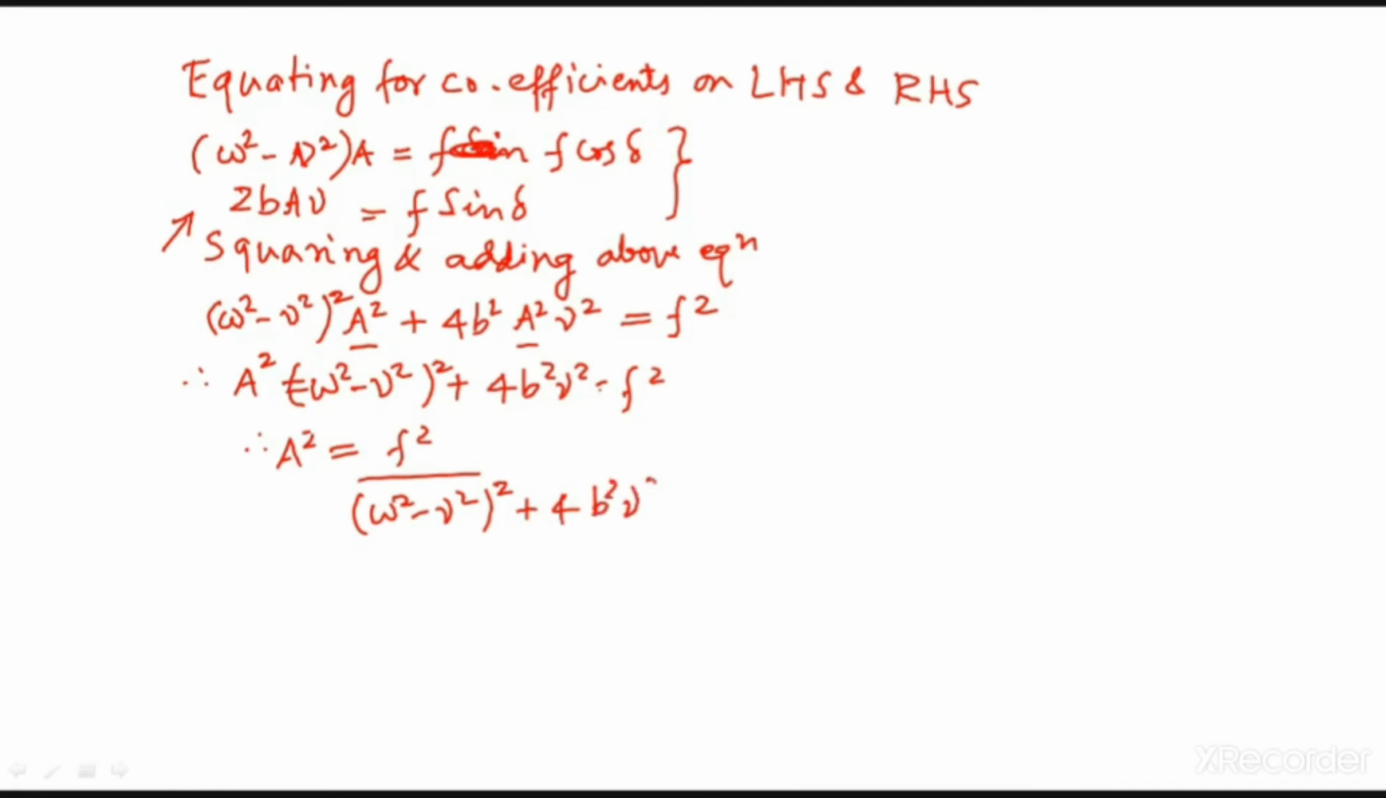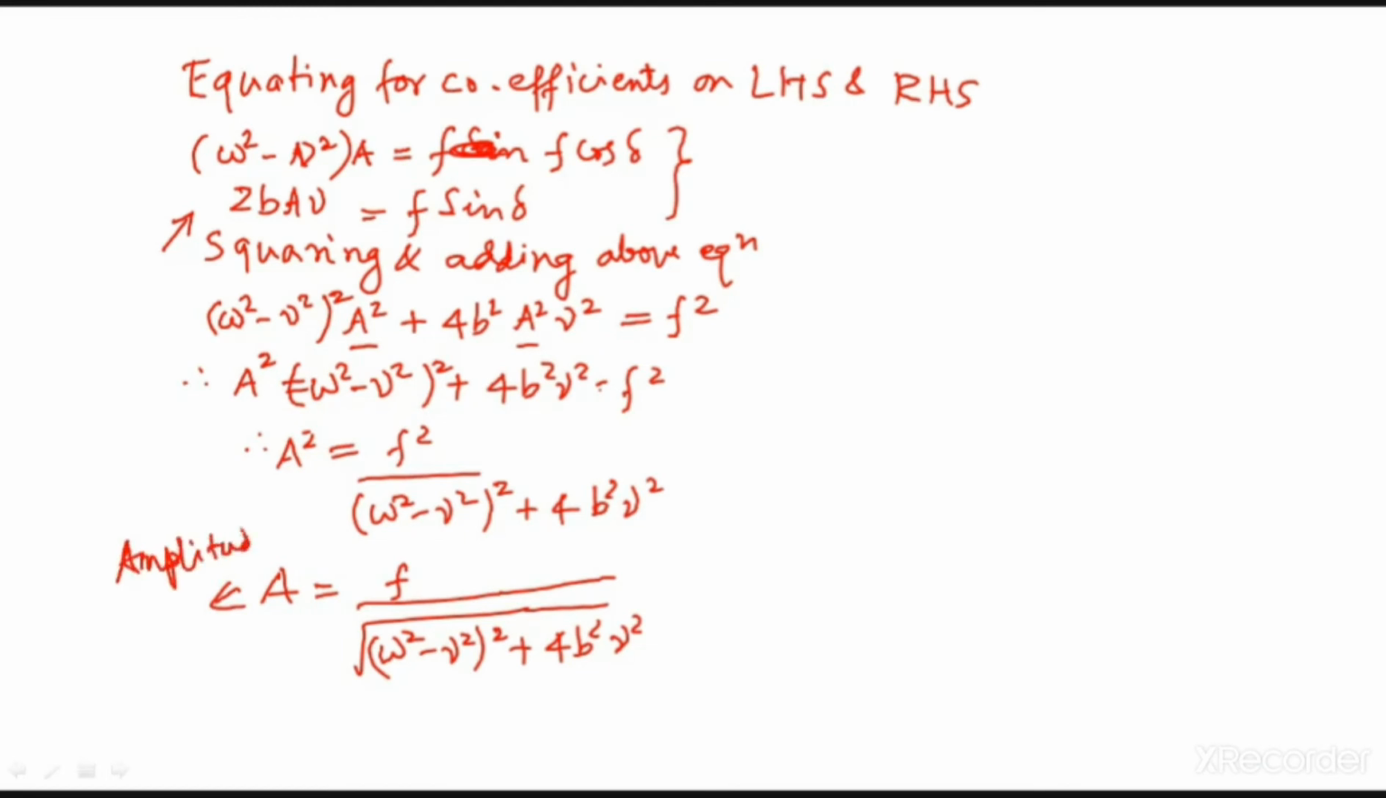What is a then? A will become f within the root, omega square minus mu square, whole square, plus 4b square mu square. This is the amplitude. This is the amplitude of the forced oscillation. So A is the amplitude of the forced oscillation.